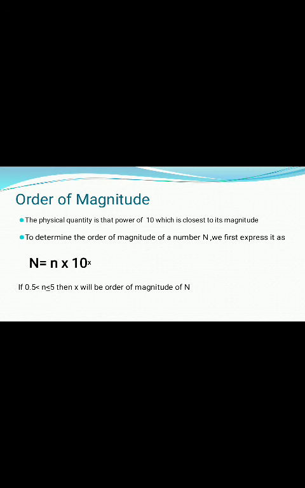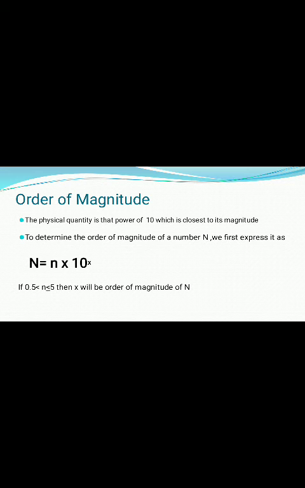Order of magnitude gives an idea about how big or small a given physical quantity is. The order of magnitude of a physical quantity is the power of 10 which is closest to its magnitude. How will we determine the order of magnitude?